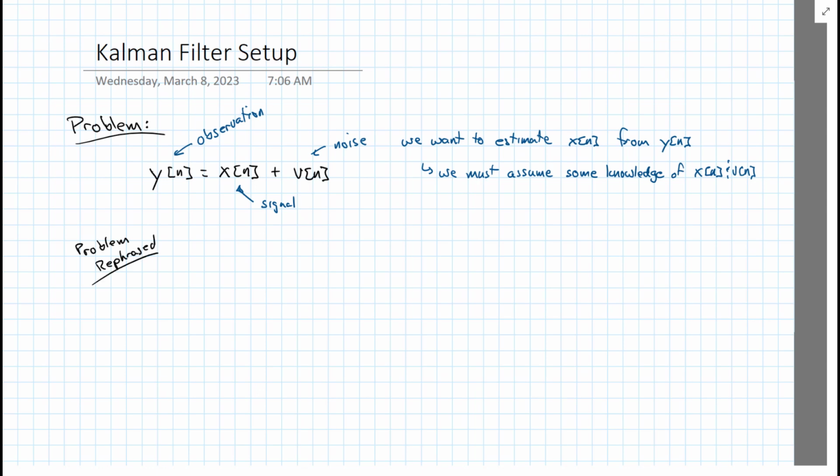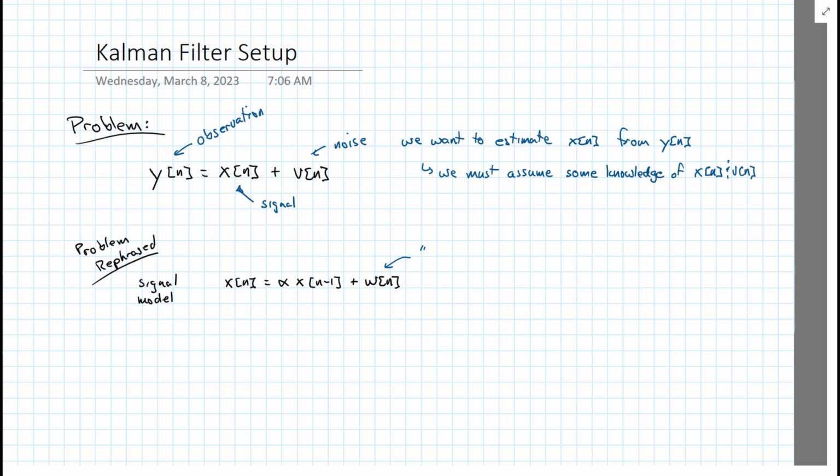So what if we knew, for example, that the signal came from some sort of autoregressive process? Autoregressive means that the signal at time n is equal to some function of the prior samples of the signal plus an input. So in this case, we could say, what if x of n is equal to x of n minus 1 plus some input w.